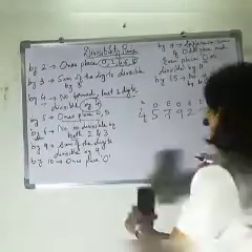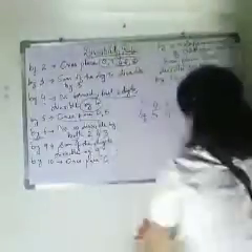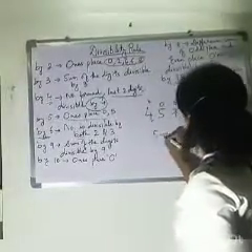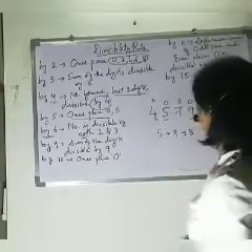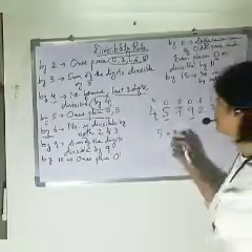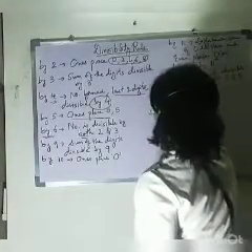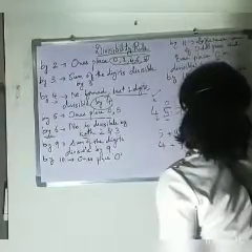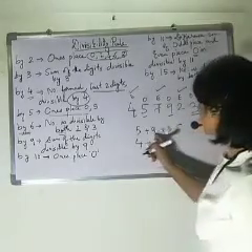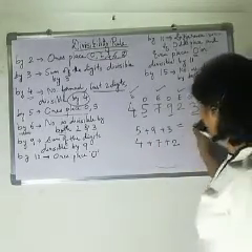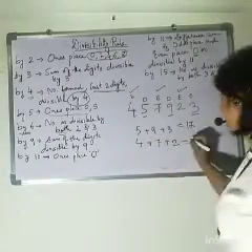So according to the rule, what we need to do? We have to find the sum of all odd place digits. That means 3 plus 9 plus 5. Then we need to find the sum of all even place digits: 2 plus 7 plus 4. What is the sum? 9 plus 5, 14. 14 plus 3, 17. Here what is the sum? 7, 8, 9. 9 plus 4, 13.